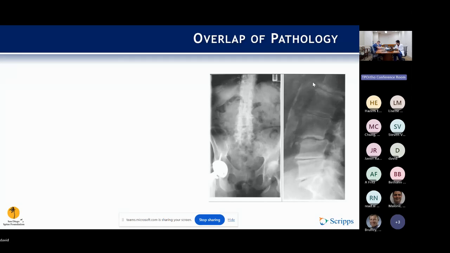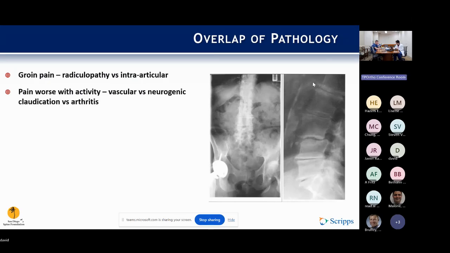There can be groin pain, which could be referred radicular pain versus intra-articular or extra-articular pathology. Pain that worsens with activity could be arthritic in nature or neurogenic. At times, even vascular claudication can be confounding the picture. And then radiologically, there's always some evidence of changes at a certain age, which can be normal, but all of these must be interpreted in this context to identify the pain generator worth trying to chase down.